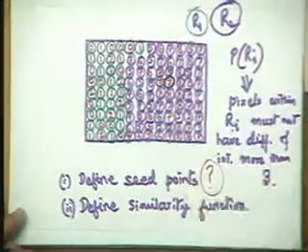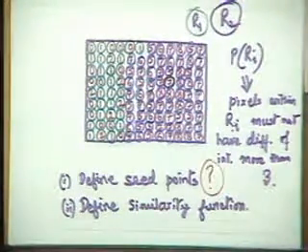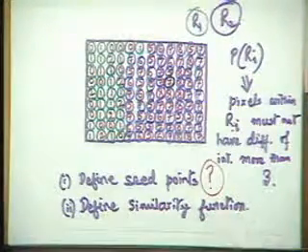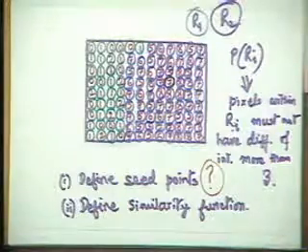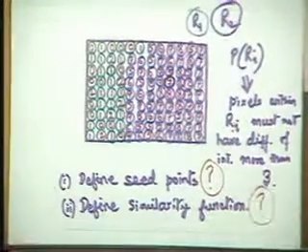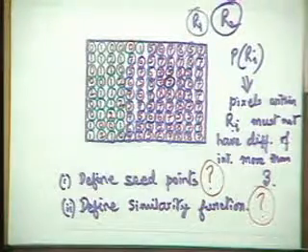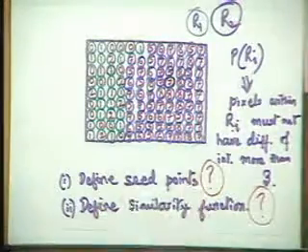Now, this approach looks pretty simple, no doubt, but there are two important questions which must be answered. The first is: define seed points. How do I decide which are going to be the seed points? The second aspect is: define the similarity function. What kind of similarity function do I choose? Is it always true that the similarity function is based on the intensity values?